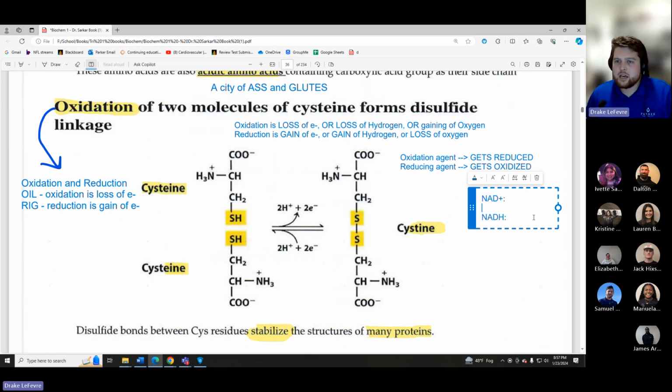Okay. So NAD plus, right? NAD plus goes to NADH. Let's look at this. NAD plus is going to receive hydrogens. So is NAD plus a reducing agent or an oxidizing agent?